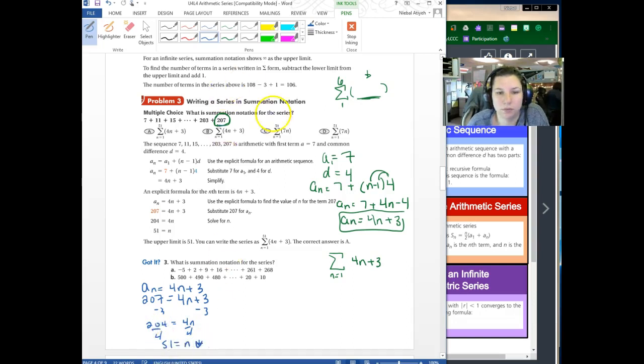Okay, so I know that this was my 51st term. So our summation, I want to find the sum from the first to the 51st term, and this is your formula.